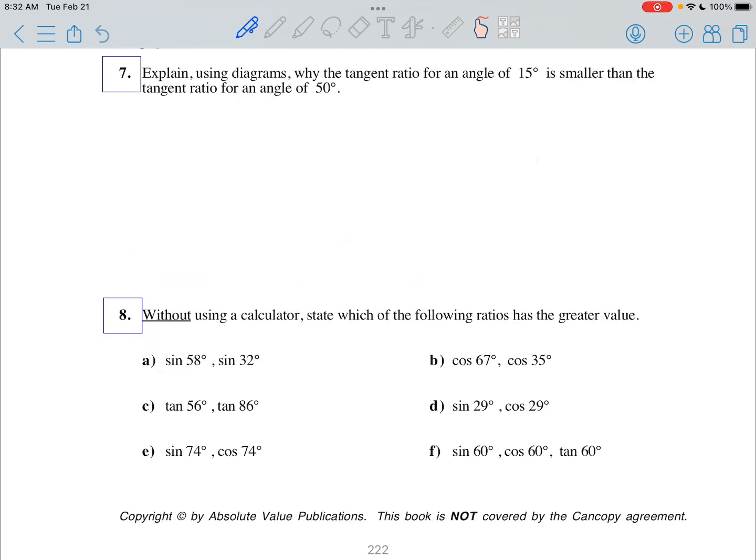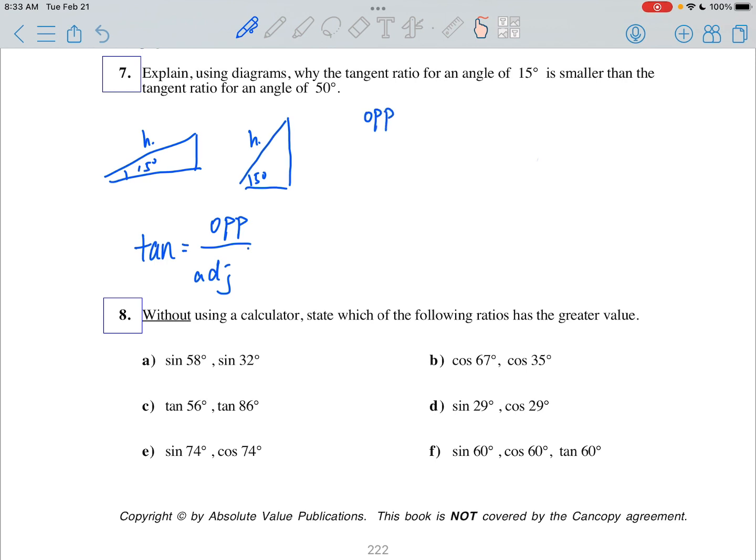Then for number 7, we can draw the two angles, one is 15 degrees and one is 50 degrees, and the hypotenuse is the same. For this part, tangent equals opposite divided by adjacent. From the triangle, we can see the opposite for 50 degrees is larger than the opposite for 15 degrees. And for the adjacent, 50 degrees is smaller than the adjacent for 15 degrees.